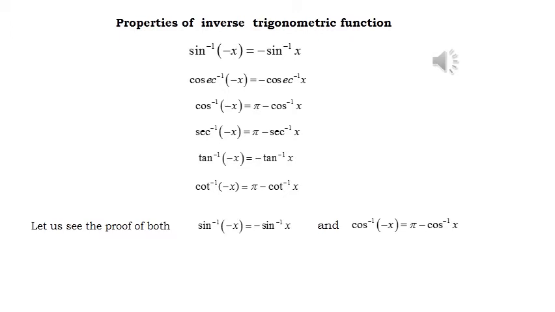And cot inverse of minus x is in the second quadrant. Because for cot, what is the range? 0 to pi, open interval. The open interval 0 to pi covers the first quadrant and the second quadrant. In the second quadrant, the cot ratio is negative. So cot inverse of minus x equals pi minus cot inverse x. We can see the proof of sin inverse of minus x equals minus sin inverse of x, and cos inverse of minus x equals pi minus cos inverse x, in detail in the next slide.